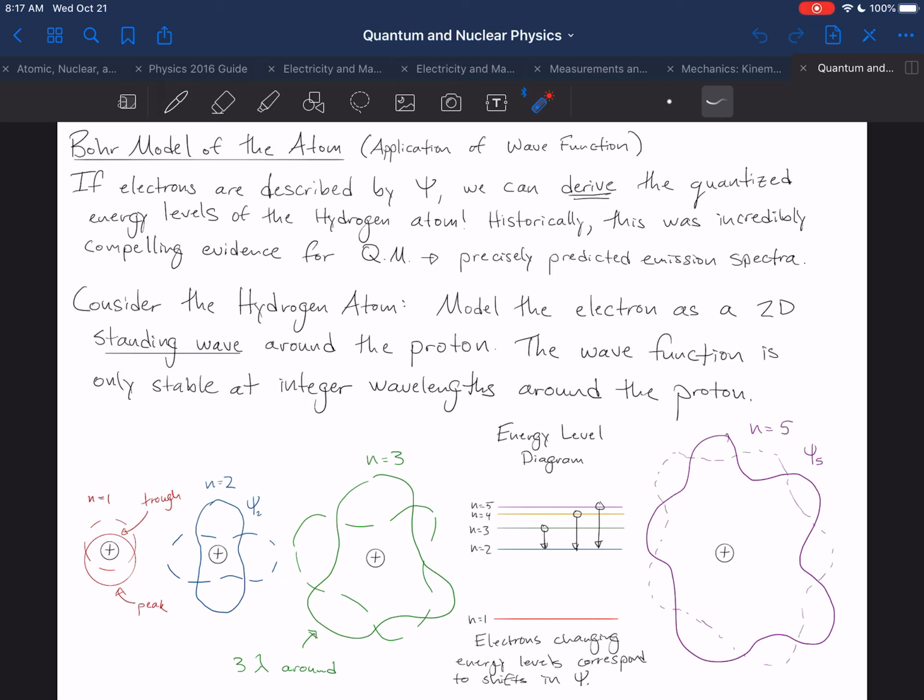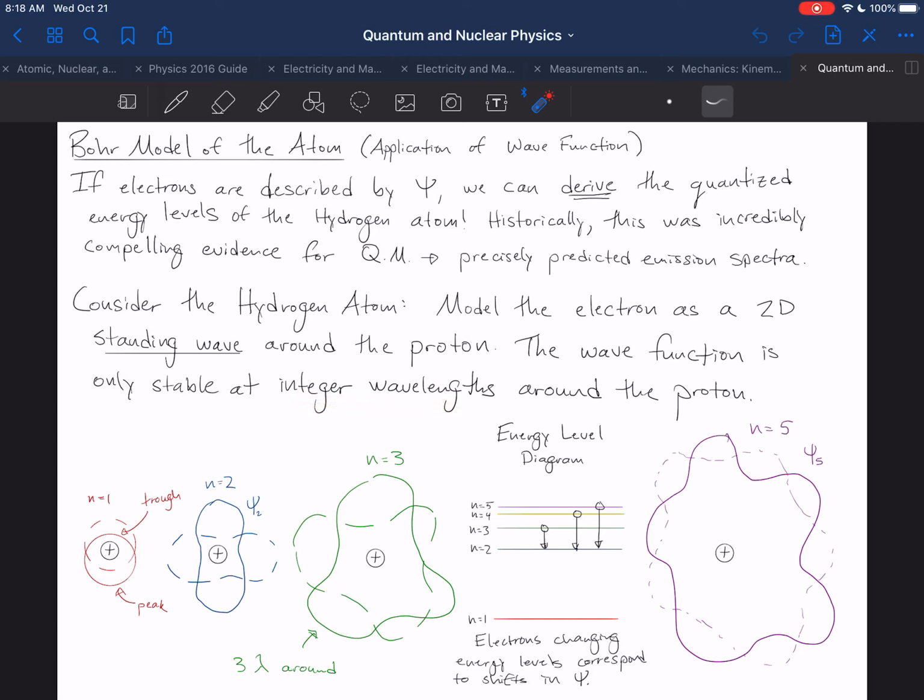And the way we do it is we consider the hydrogen atom as a proton surrounded by the wave function corresponding to the electron, where the electron is a one-dimensional standing wave wrapped around the proton itself. So the wave function is modeled as a literal wave, okay, with peaks and valleys. And the wave function is only stable at integer wavelengths around the proton. That's the key assumption here.